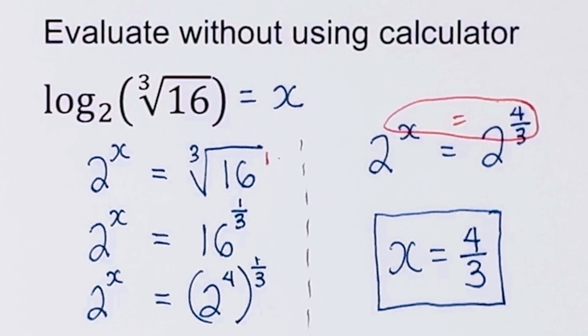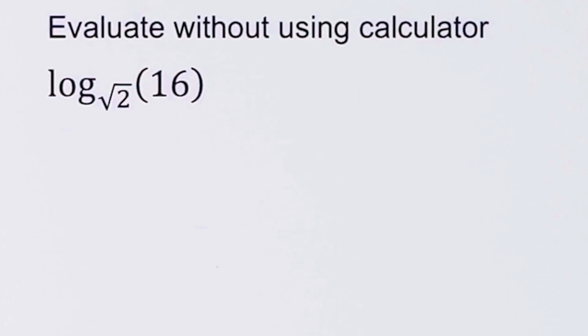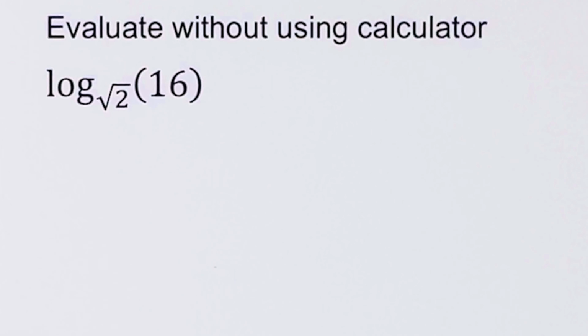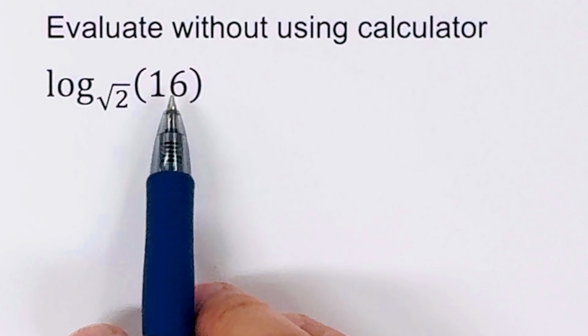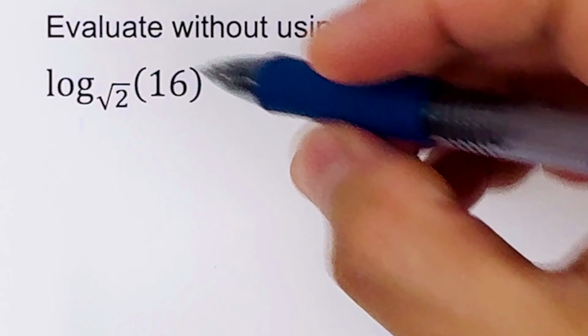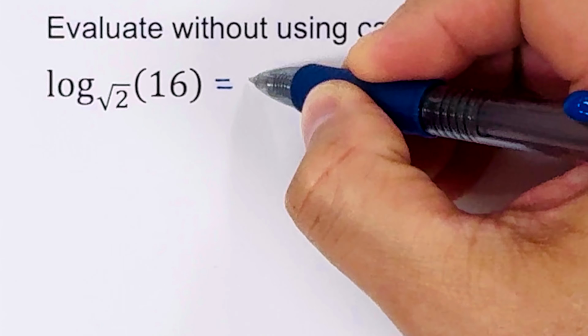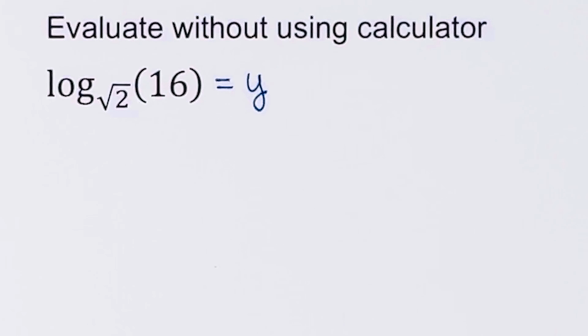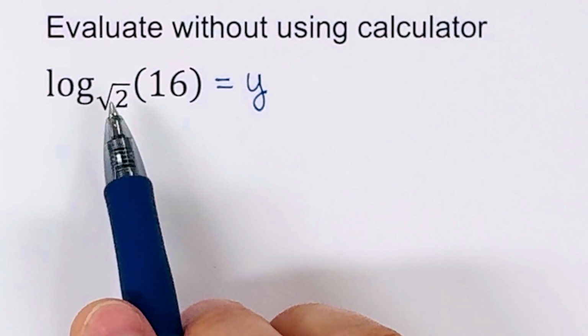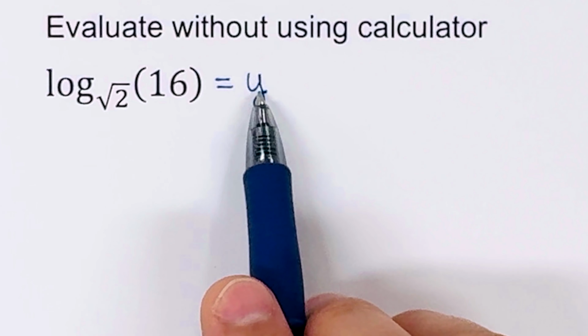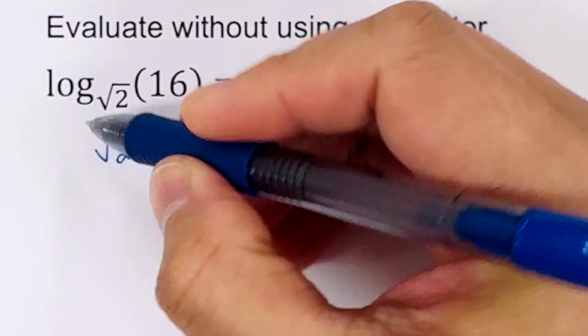Now let's have another example. In this example, we're given log base square root of 2 of 16. Again, we're going to set this up into a variable, let's say y here. So this whole thing is equal to y. And so we're going to solve for y. So we're going to change this into its exponential form. Square root of 2 raised to the power y is equal to 16.